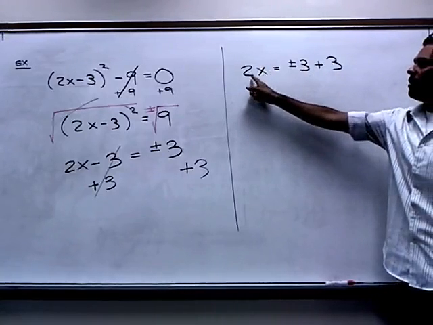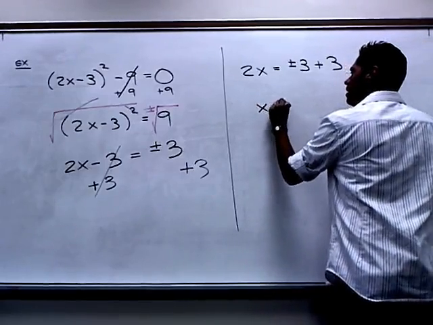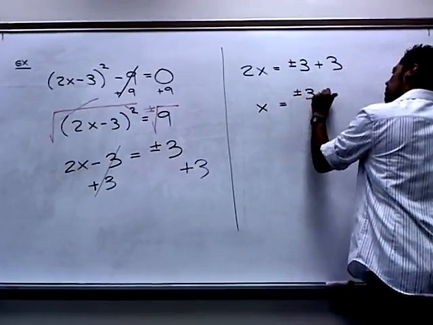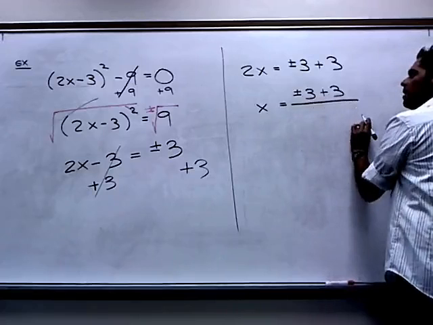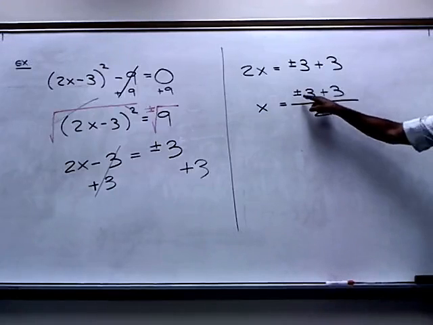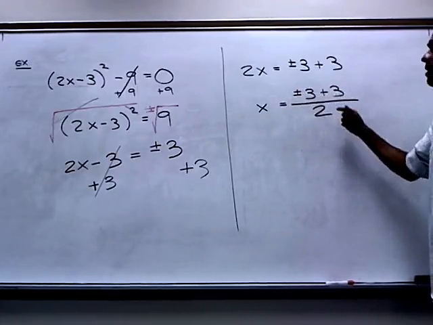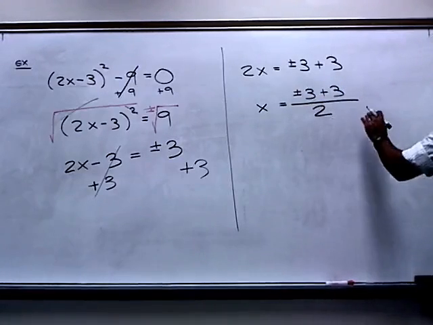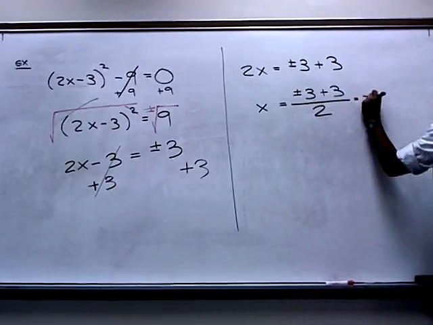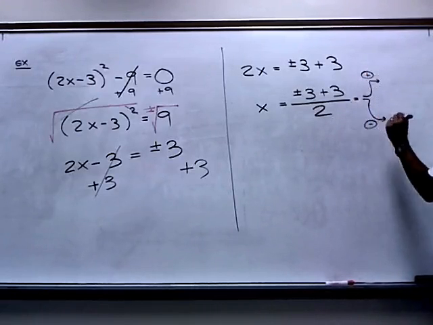Now I need x by itself. How do I get rid of the 2 in front of the x? Divide both sides by 2. So now I say x equals plus or minus 3 plus 3, everything divided by 2. And now what I'd like to do is look at my 2 cases. One of them is positive 3 plus 3, then divide by 2. The other one is negative 3 plus 3, then divide by 2. So I like to put a little equals and draw 2 little arrows like this. One of them is what happens when it's plus, and one is what happens when it's minus.